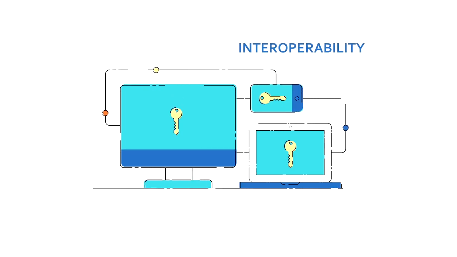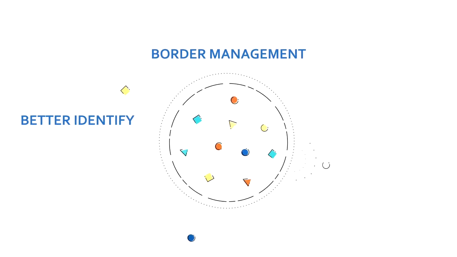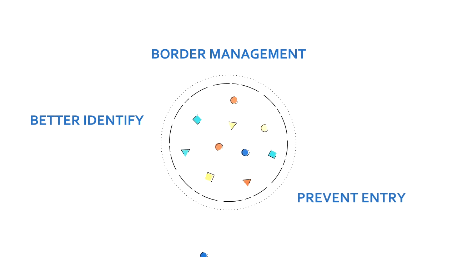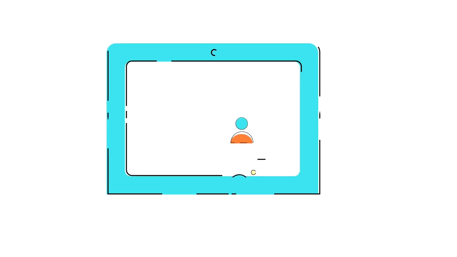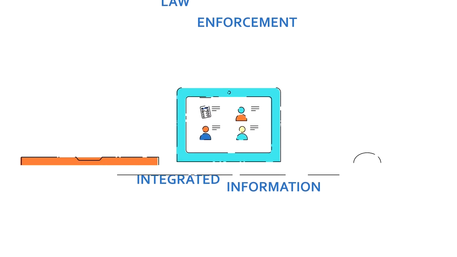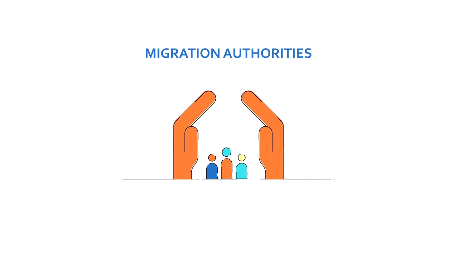Interoperability is recognised as the key to getting the most out of the data available, making it possible for border management authorities to better detect, identify, and prevent entry to individuals who pose a security risk, for law enforcement authorities to get access to integrated information, and for migration management authorities to comprehensively and effectively administer processes for asylum.